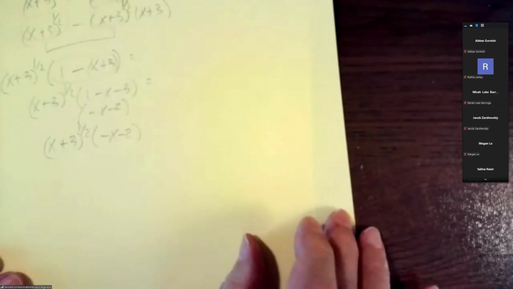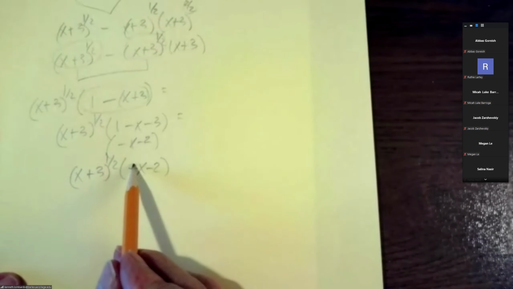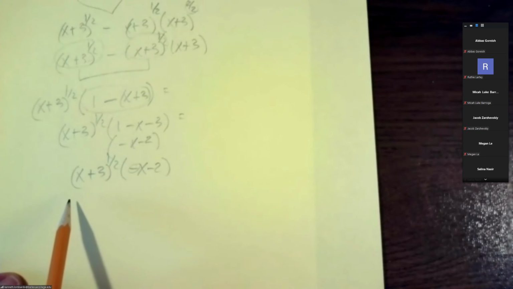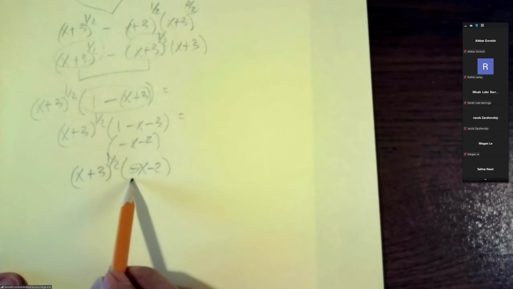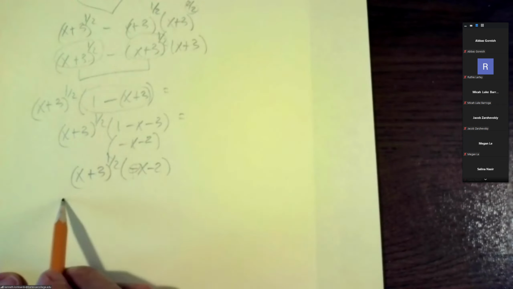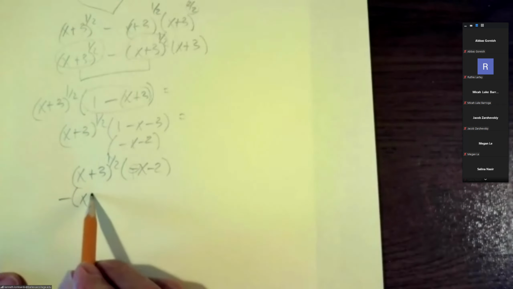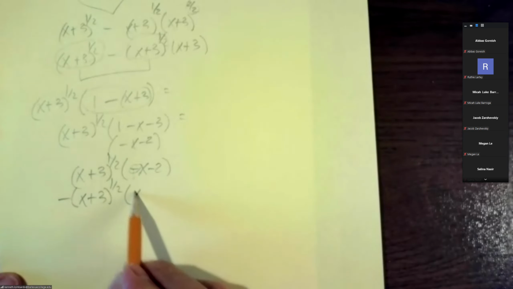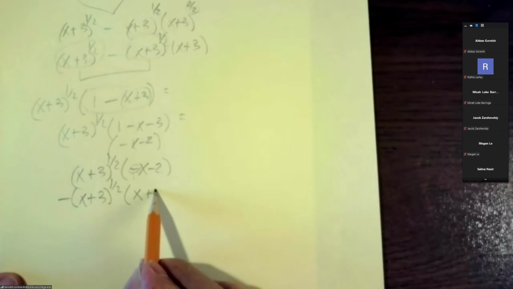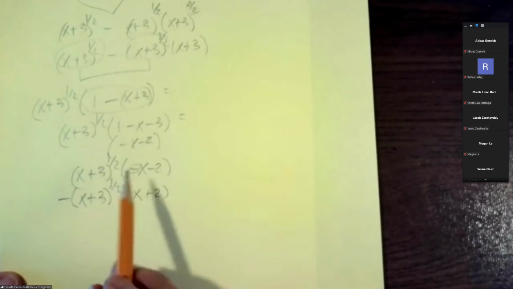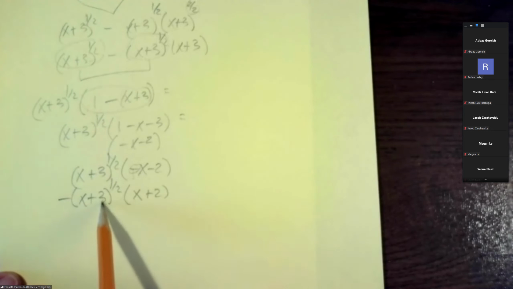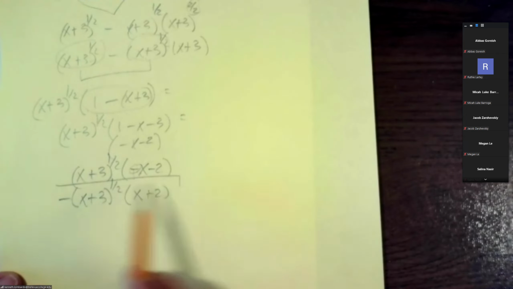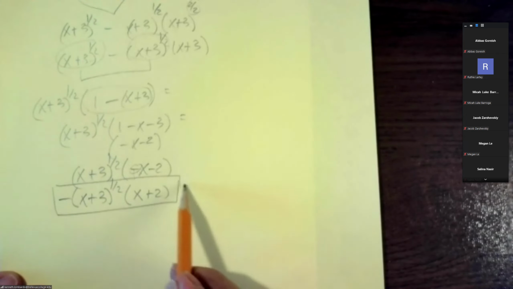And generally, we want to express these as a positive x here. So if I factor out this negative and put that out in front, x plus 3 to the 1/2 times positive x, positive 2. So it looks like we're going to be negative x plus 3 to the 1/2 times x plus 2. Looks like it would look like that.